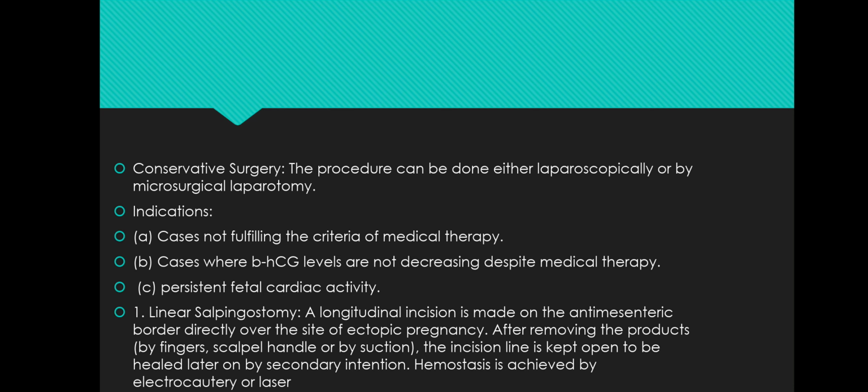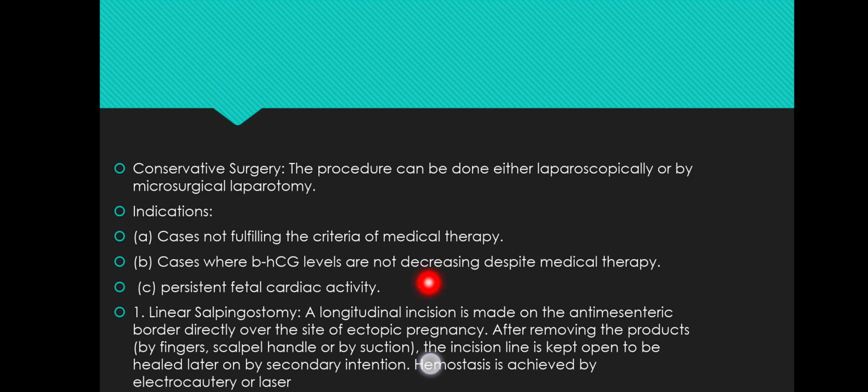Then there are also different surgical options that are there. There is also what we call conservative surgery. With conservative surgery, the procedure can be done either laparoscopically or by laparotomy, and the indications are cases not fulfilling the criteria for medical therapy and cases where beta HCG levels are not decreasing despite medical therapy. Then persistent fetal cardiac activity, you may want to do conservative surgery.